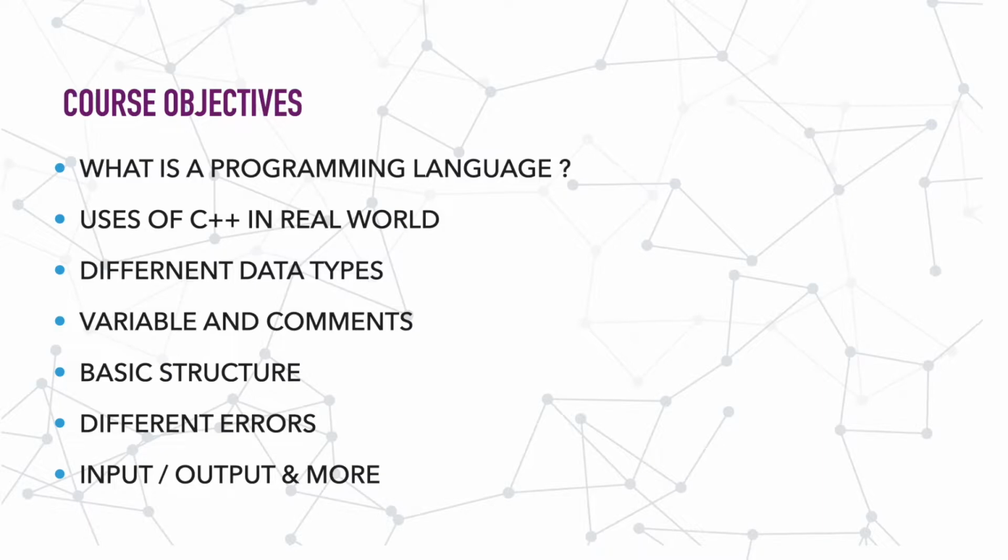The objective of today's video is to understand what a programming language is. Then we will see what the real world use cases of C++ are. Then we will understand different kinds of data types, and we will see the rules of defining a variable and comments. Then we will understand the basic structure of C++ programming. Then we will see different kinds of errors that occur in programming. Then we will practically explore inputs and outputs, and see how we can input data and get a particular output from it.